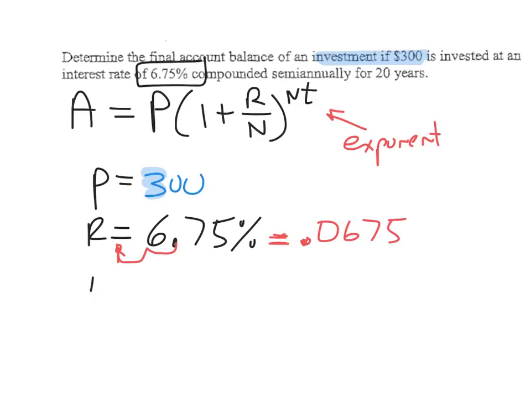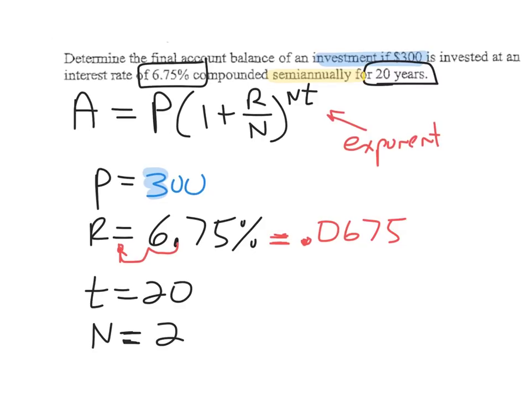T is the time in years. So in this case, it says the investment is for 20 years. And now N is going to be that adverb that we're going to look for in the problem. In this case, it says semi-annually. So to the notes that you copied down, semi-annually means N is going to be 2.